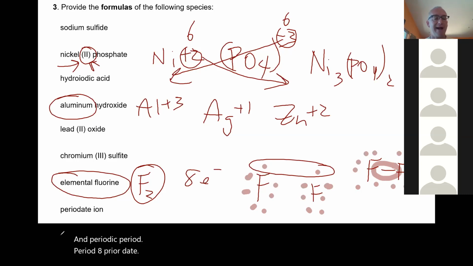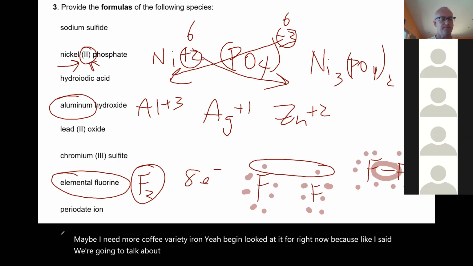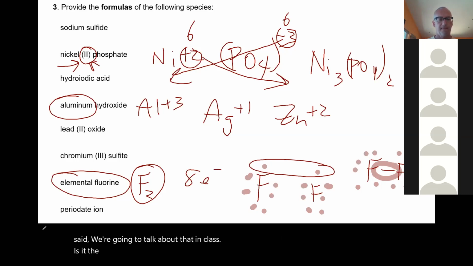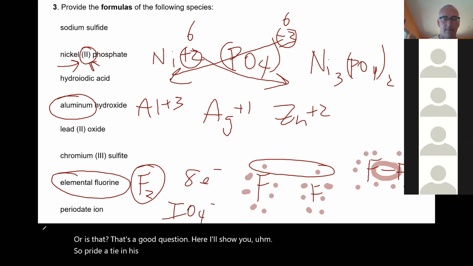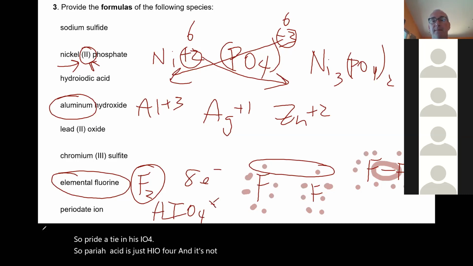Periodate ion, yeah, we can look that up for right now, because like I said, we're gonna talk about that in class. Is it the same thing as periodic acid? That's a good question. Here, I'll show you. So periodate ion is IO4 minus. So periodic acid is just HIO4, and it's not charged. And we'll learn about acids and bases a little bit later as well.